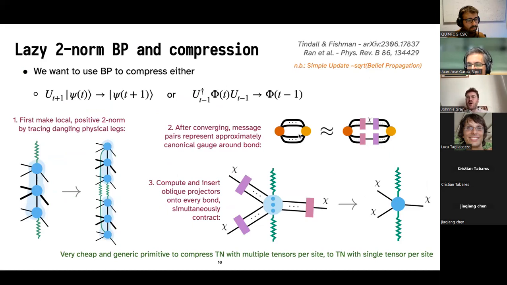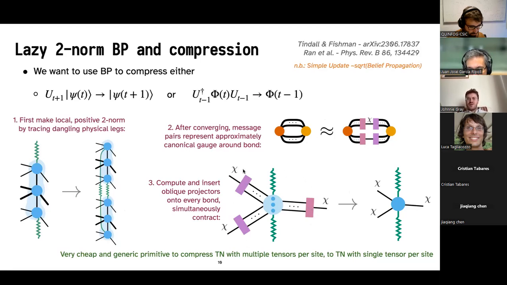And from these messages, you can basically directly compute these projectors, these oblique projectors, which will optimally compress the bond down to your target bond dimension. So you run the algorithm, you get all of these messages, you compute all of these projectors, and then you can insert all of the projectors around a particular site. So you'd have the six tensors in here, and then these projectors around them.